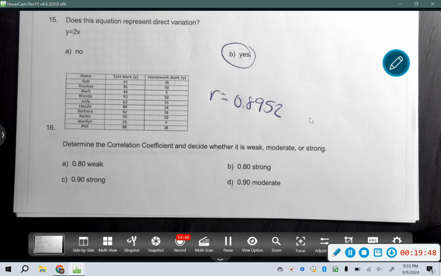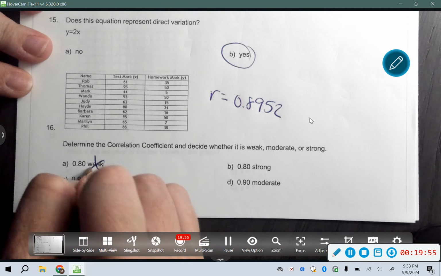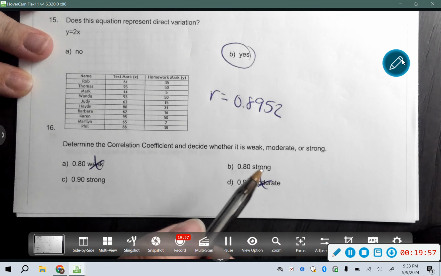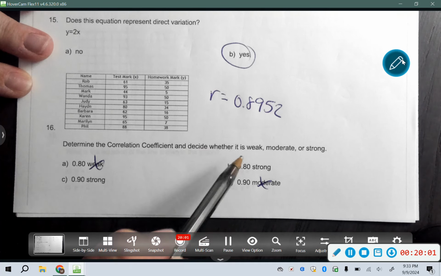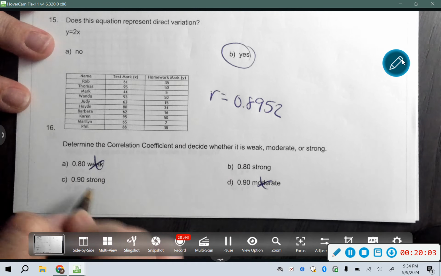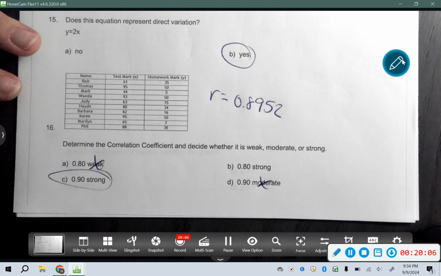So this is what I had. So first off, I know that's strong because anything over 0.8 is strong. So I can cross off weak and moderate. And I know that if I rounded this, it's going to be 0.90, not 0.8. That's really far away. So 0.90 strong.